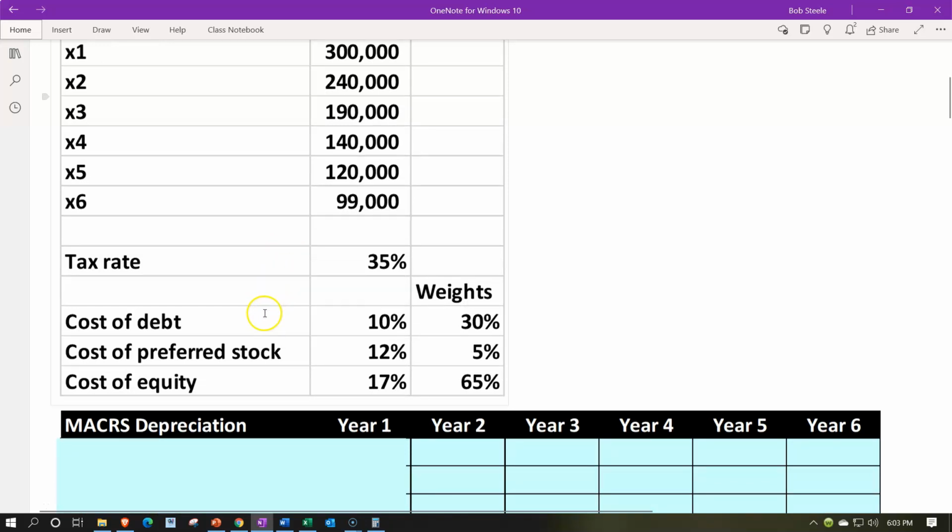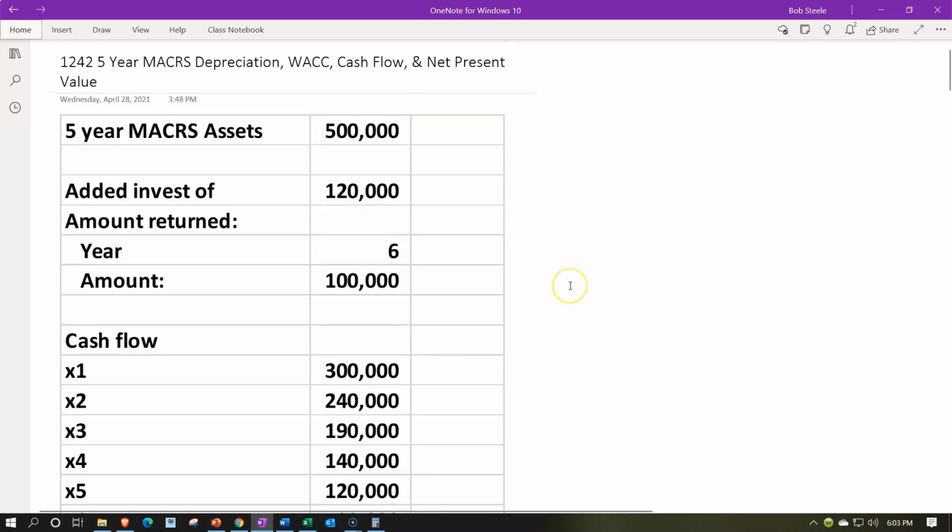And then we have our cost of debt, cost of preferred stock, and cost of equity amounts here and their weights, which we can then use to figure out our weighted average cost of capital, which we're going to assume is our required rate of return, our cost of capital or discount rate that we will then use when we do the net present value type of calculation.